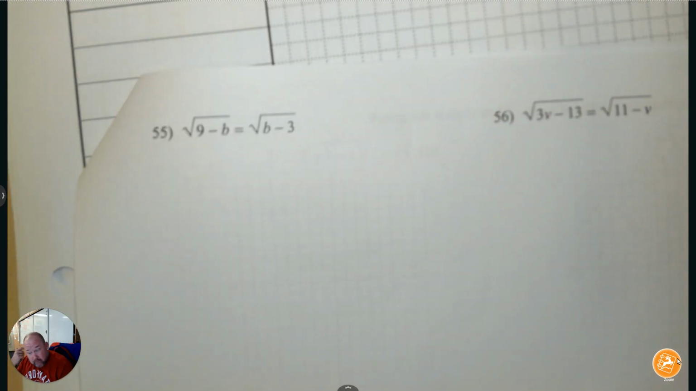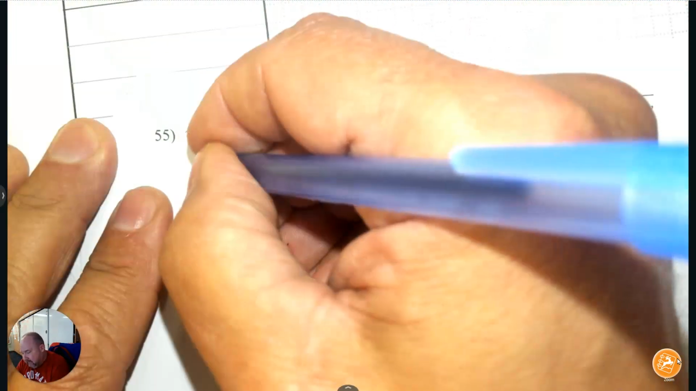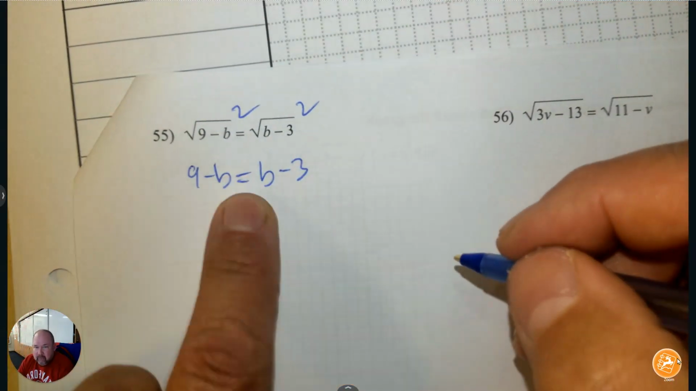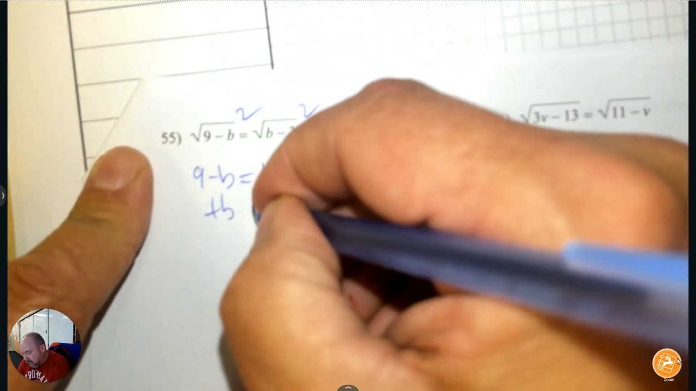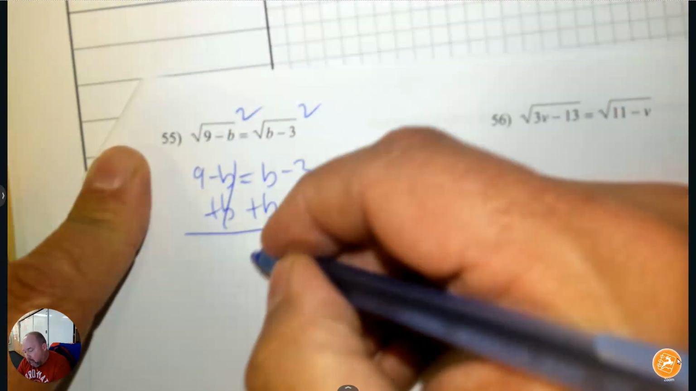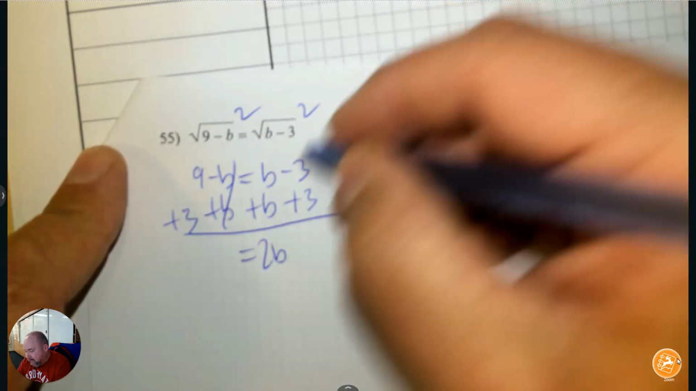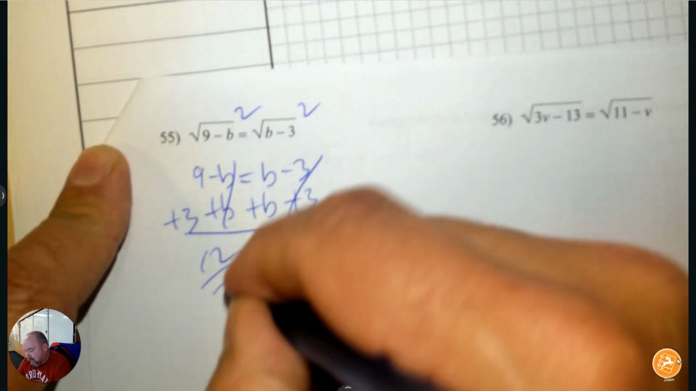When a square root equals another square root, we just square both sides, and you're left with 9 subtract b equals b subtract 3, and then we're going to solve it. So I'm going to add b to both sides. So that's 1 plus 1, that's 2b. I'm going to add 3 to both sides. 9 plus 3 is 12, and then divide by 2.